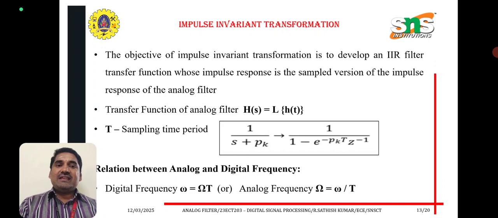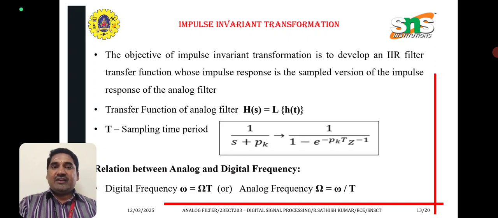Now we can see there are two techniques involved in analog to IIR filter design, that is impulse invariant transformation and bilinear transformation. The objective of impulse invariant transformation is to develop an IIR filter transfer function whose impulse response is the sampled version of the impulse response of the analog filter. Transfer function of the analog filter H(s) is equal to the Laplace transform of h(t). T is nothing but your sampling period.